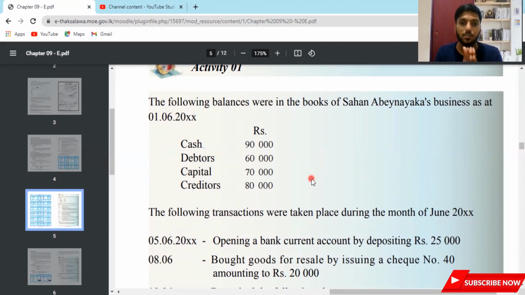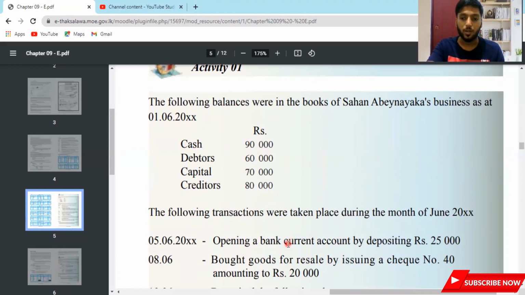So let's start. The first one, they have given under Sahan Abhay Nayakar's business, some balances. Cash 90,000, debtors 60,000, capital 70,000, creditors 80,000. The following transactions took place during the month of June 2000.